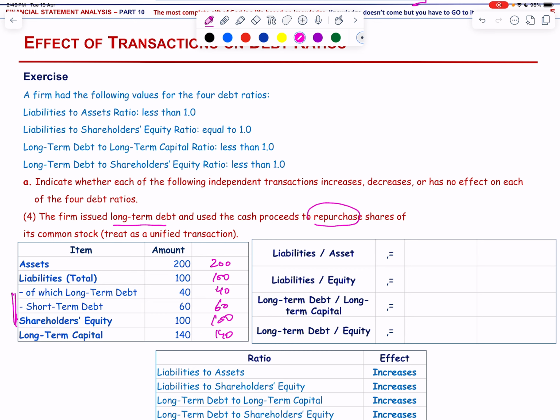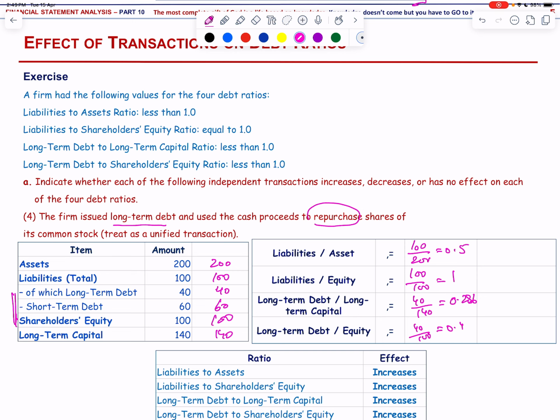We have the liability to total assets, that is equal to 100 upon 200, that is equal to 0.5. Now the liabilities to equity will be 100 over 100, that is equal to 1. Then long-term debt to long-term capital will be 40 over 140, that is equal to 0.286. And the long-term debt to equity will be 40 over 100, that is equal to 0.4.